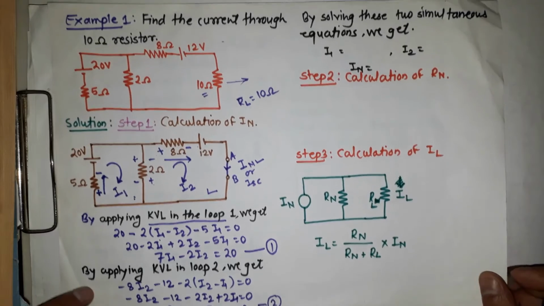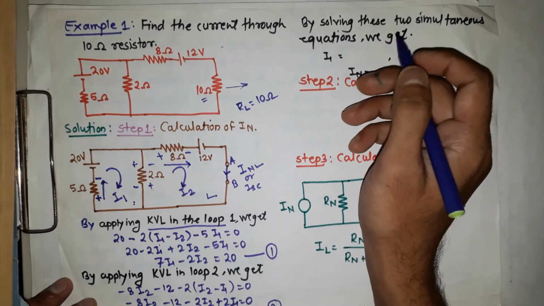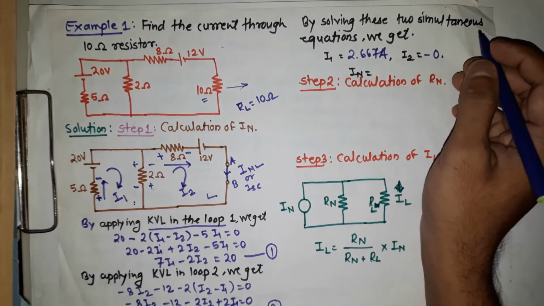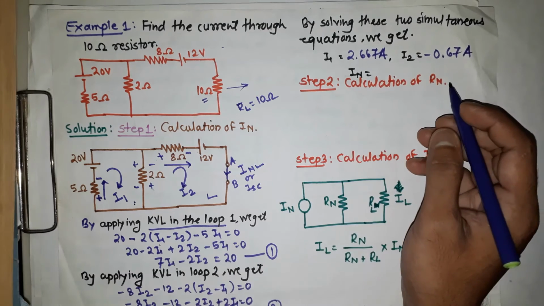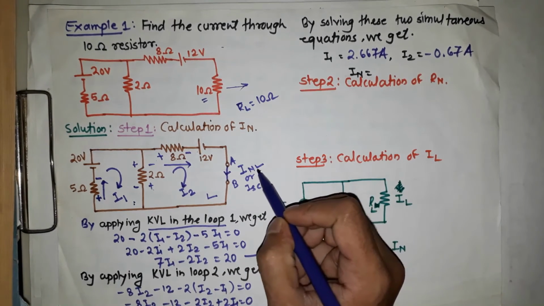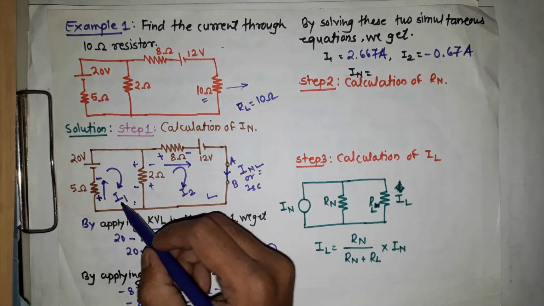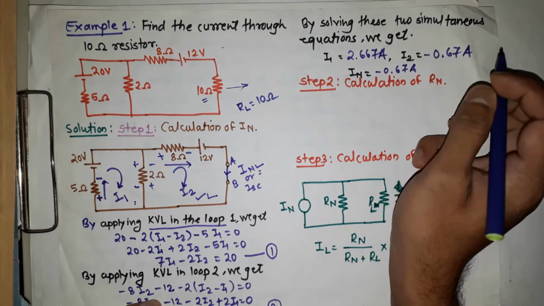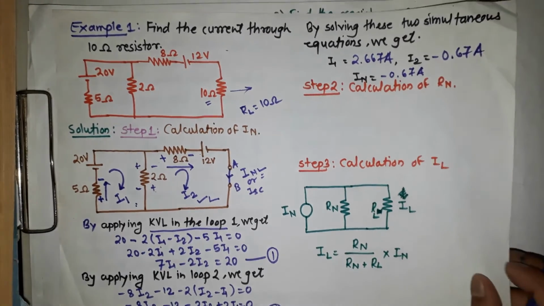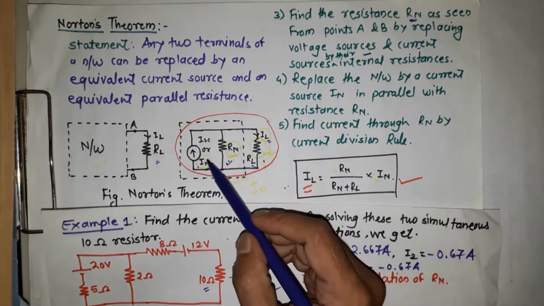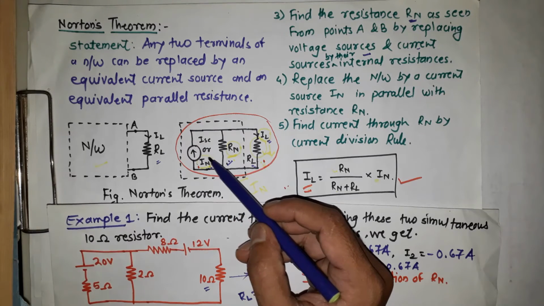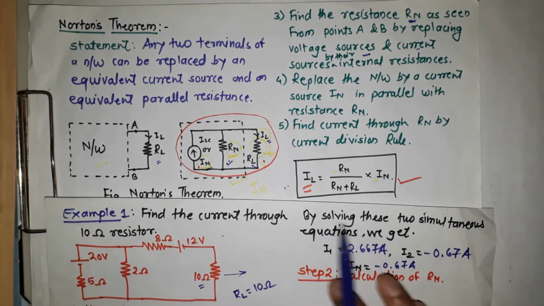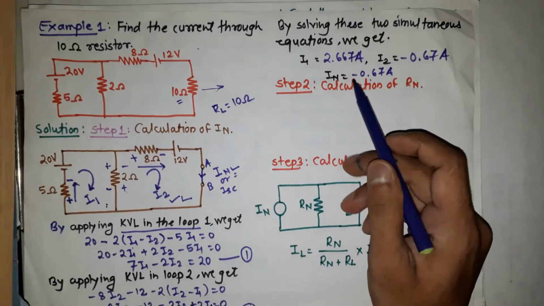By solving these two simultaneous equations in a calculator, we are getting I1 as 2.667 ampere and I2 as minus 0.67 ampere. In this circuit we have to find the Norton's current, and this Norton's current is simply I2, so we don't need I1. So this I2 is directly the Norton's current, which is minus 0.67 ampere. The current is negative, and it will be clear from the figure. In this figure we consider the upward direction of current as positive, and a downward current as negative. This is the simple difference, so we are considering IN in a downward direction.